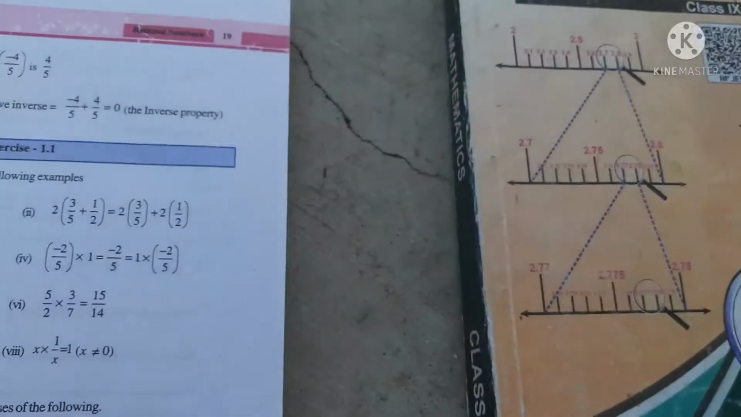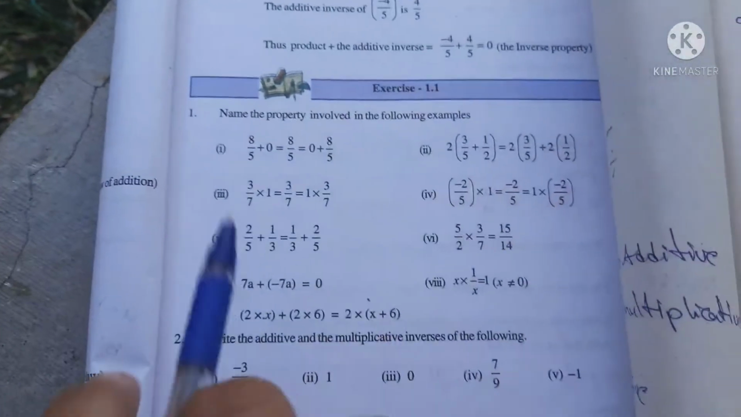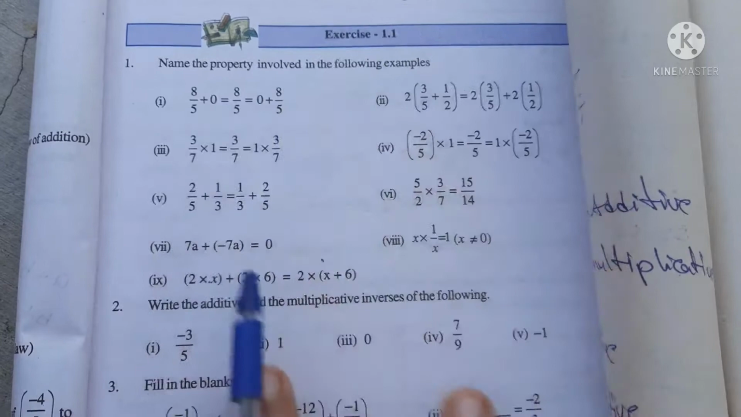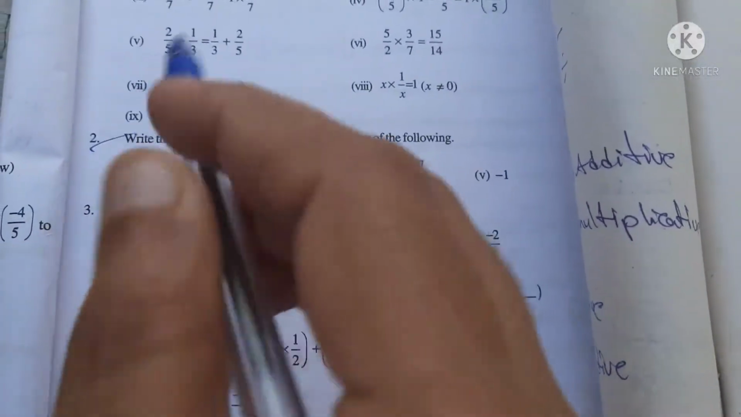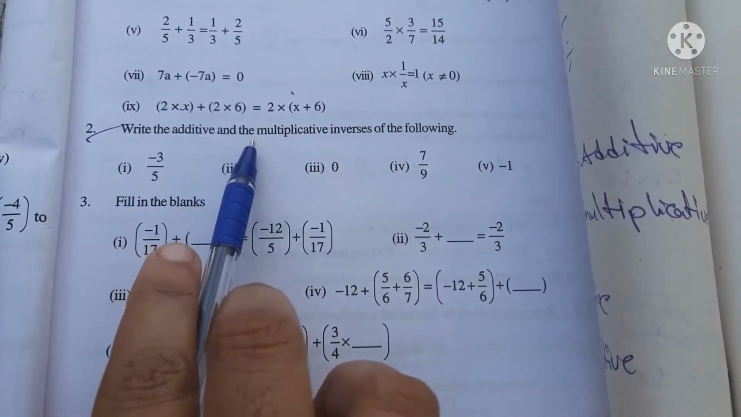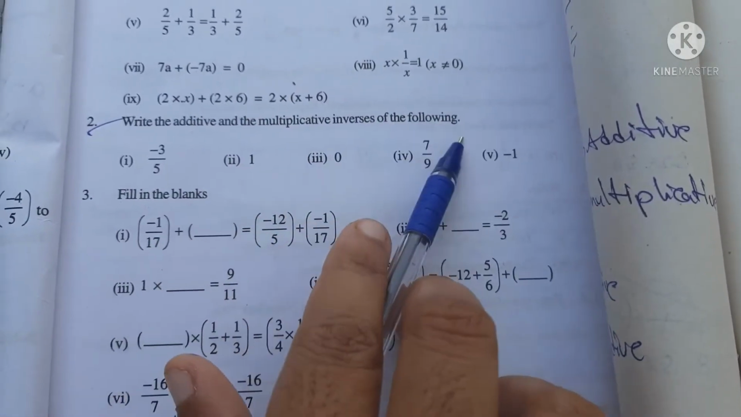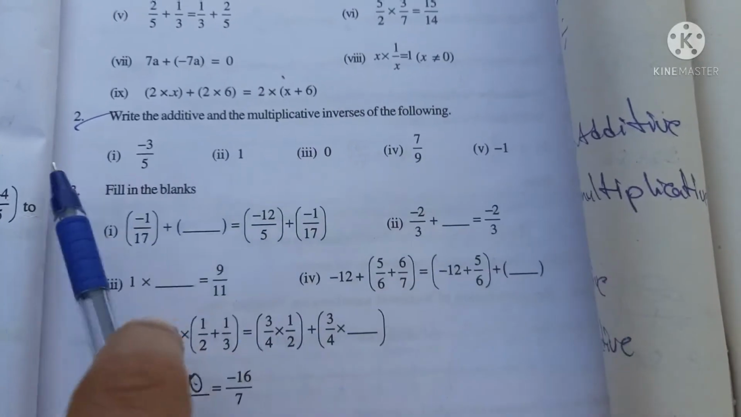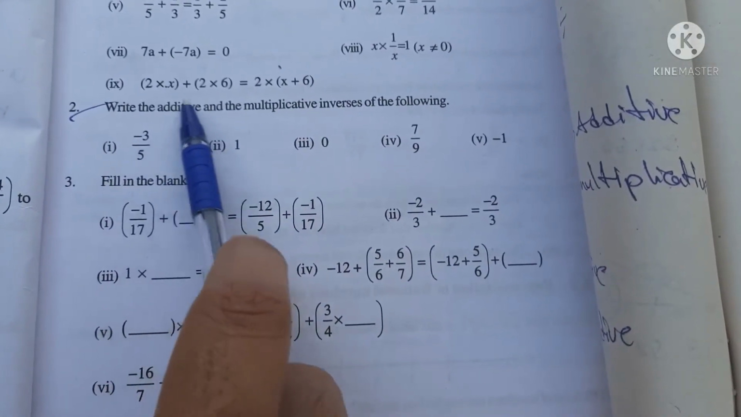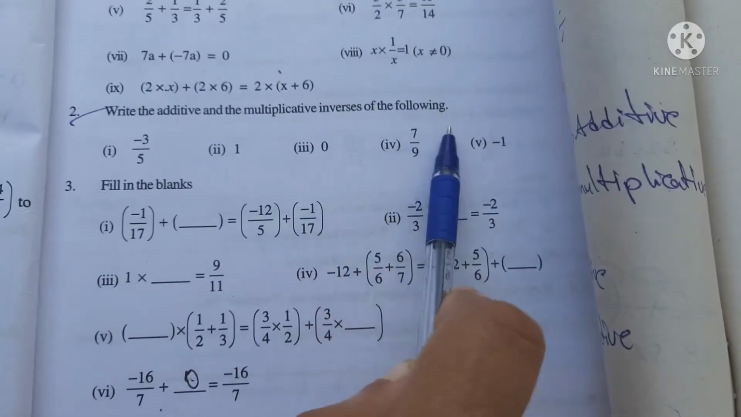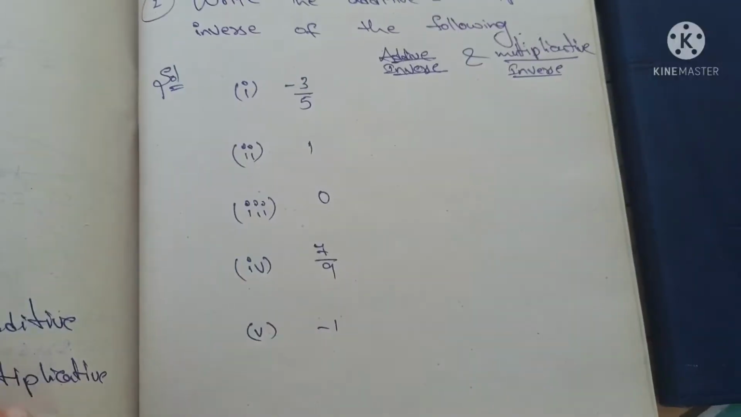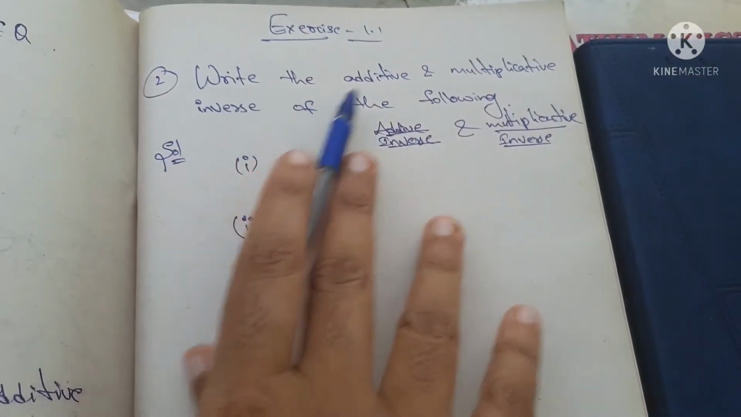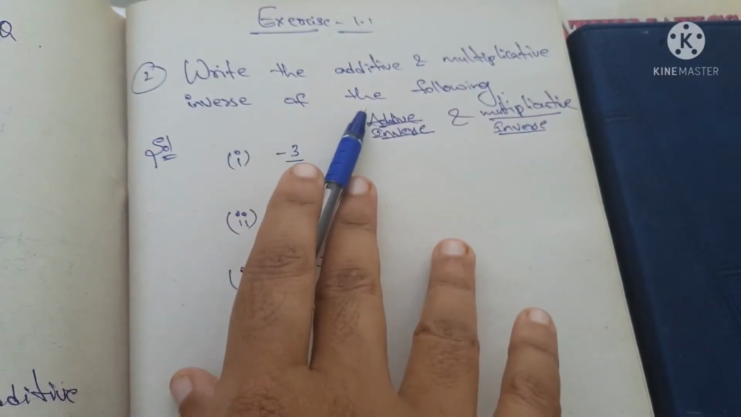In the first Roman, name the property involved in the following example. Second Roman, write the additive and the multiplicative inverses of the following. Here they gave 5 problems and 5 examples. So what they are asking is write the additive and multiplicative inverses of the following. So let us see. So write the given problem. Exercise 1.1 second problem. Write the additive and multiplicative inverse of the following.